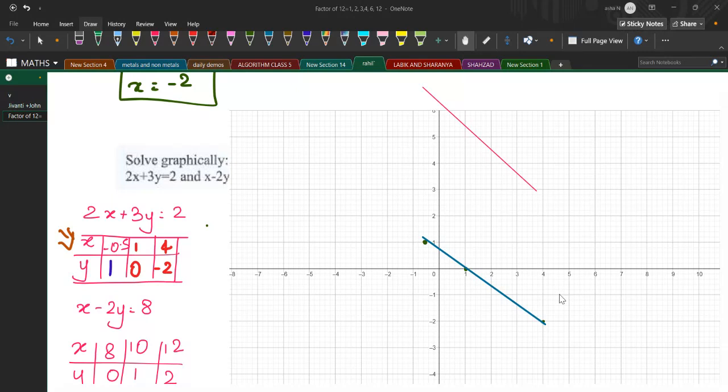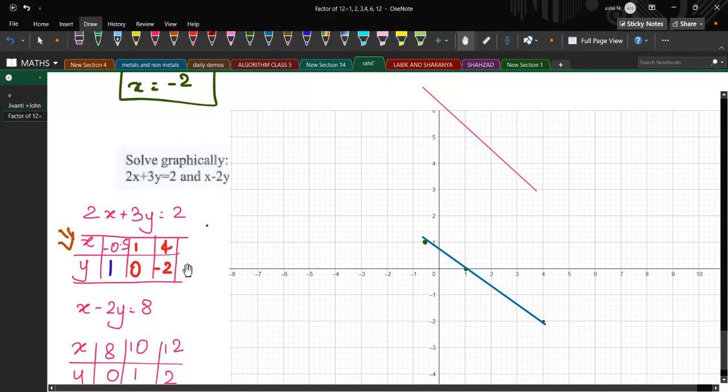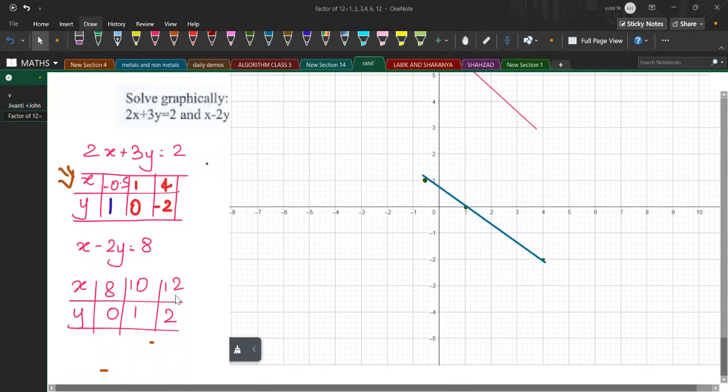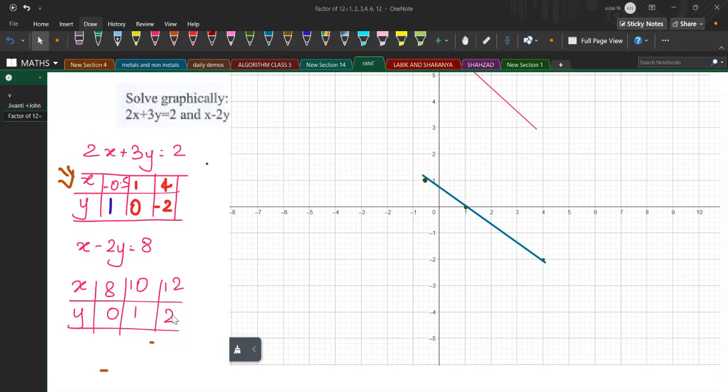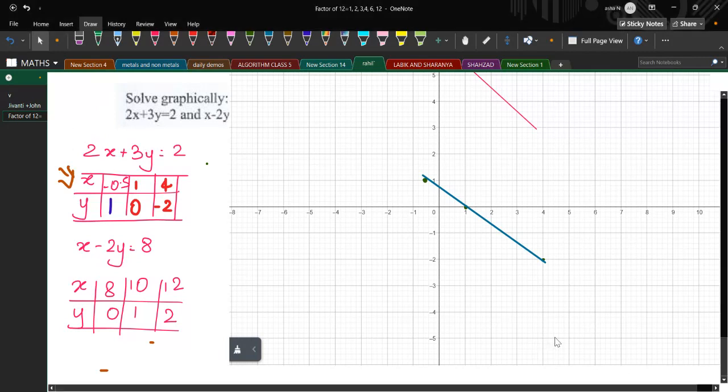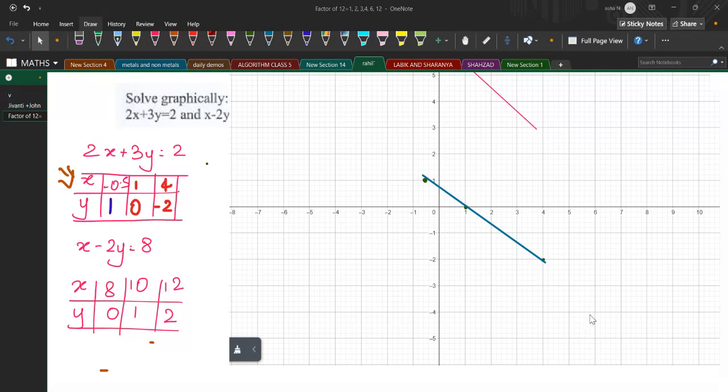You can see my graphing calculator. Okay, now let us plot the second equation. The second equation was x minus 2y equal to 8. So we got first 8 and 0. We got a very big number. That's the reason we came to this screen. Where did it go now? 8 and 0. So it will be here. Then 10 and 1. It will be here. Then we have 12 and 2.